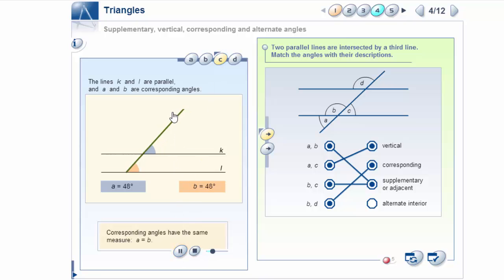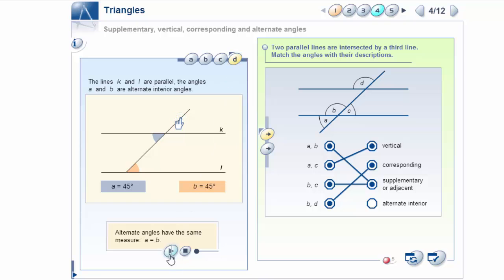Corresponding angles have the same measure. A is equal to B. Alternate angles have the same measure. A is equal to B.